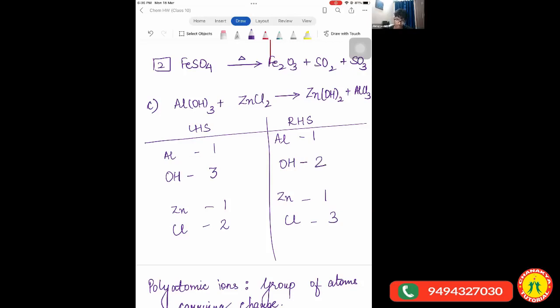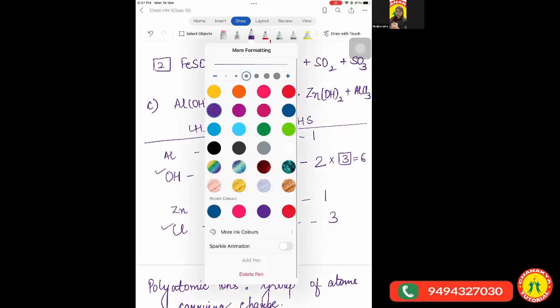So now we are going to make them equal. How? If we look at OH and chlorine, these are unequal. And if you look at the numbers, we have to cross multiply so as to make them equal. If I multiply 3 with 2, it gives me 6, and 2 with 3, it gives me 6, right? Yes, everyone? Now let me multiply.